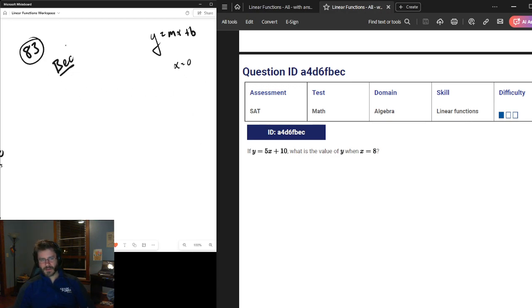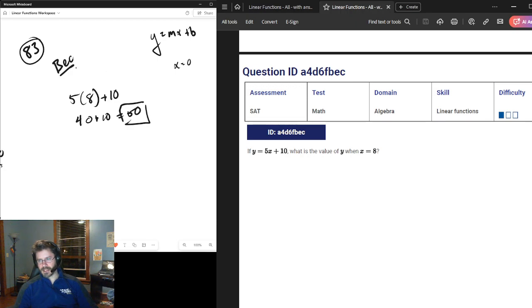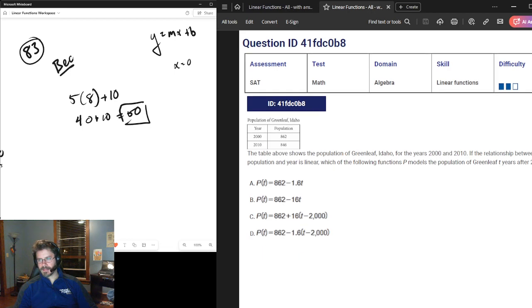So question 83, we've got a slope-intercept form here. They say we want to find y when x is 8, so we just plug that in. 5 times 8 plus 10, which of course is 40 plus 10, which is going to give us 50. That's a fill in the blank question, so that's that. We got 84.